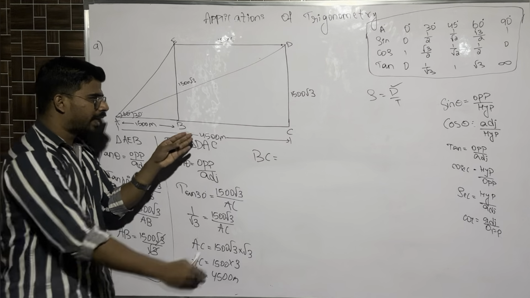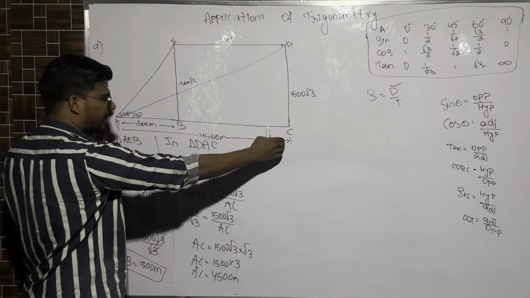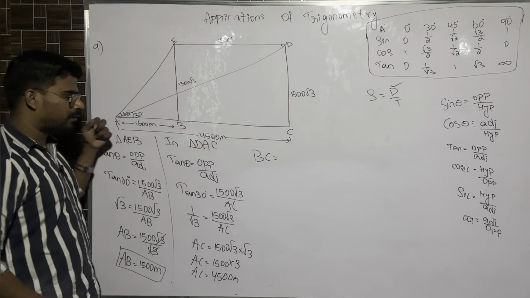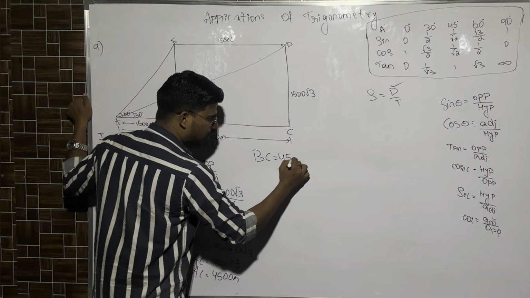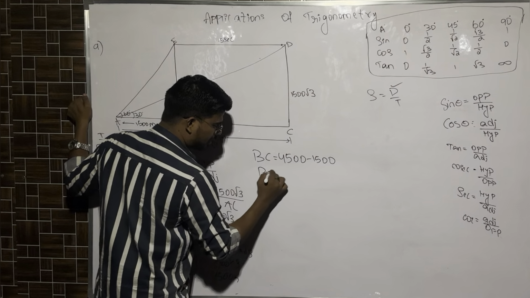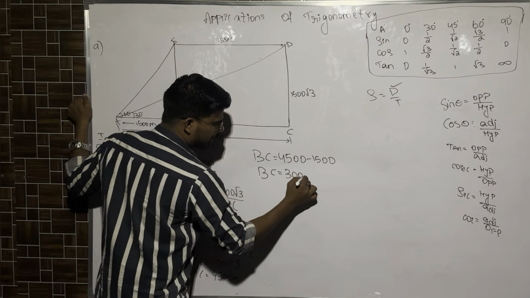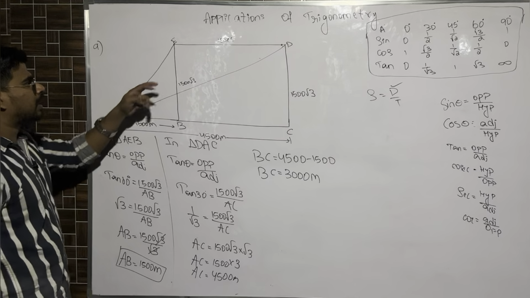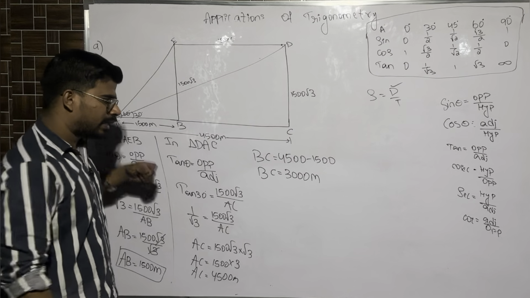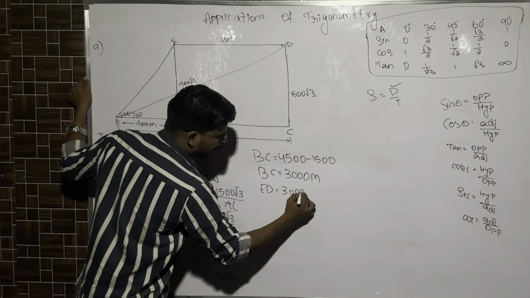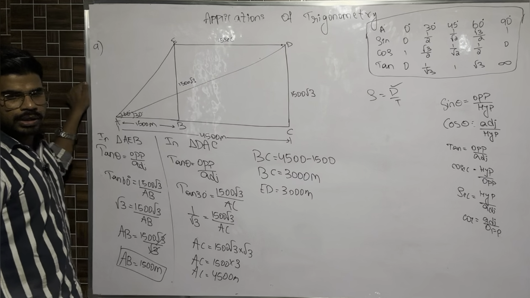From the total we have to find BC. Total is 4500. We have to remove AB from that. Total minus this AB, 4500 minus 1500. How much is it? BC is equal to 3000 meter. Now how much is BC? The same value we have for ED. ED is equal to 3000 meter. Right. EC is also equal to 3000 meter.